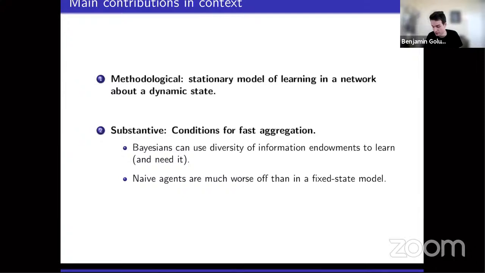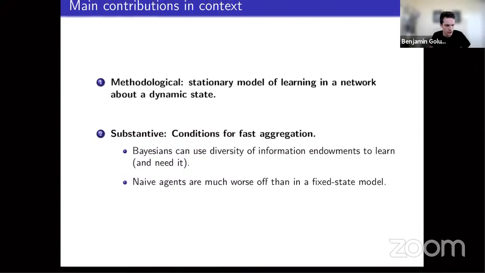And unlike, let's say, the DeGroot model in networks, under basically no conditions does it happen that naive agents will be able to learn well. Okay, so let me stop. This is a good moment to stop. And Krishna, maybe you want to jump in and talk about, I don't know if there's anything.